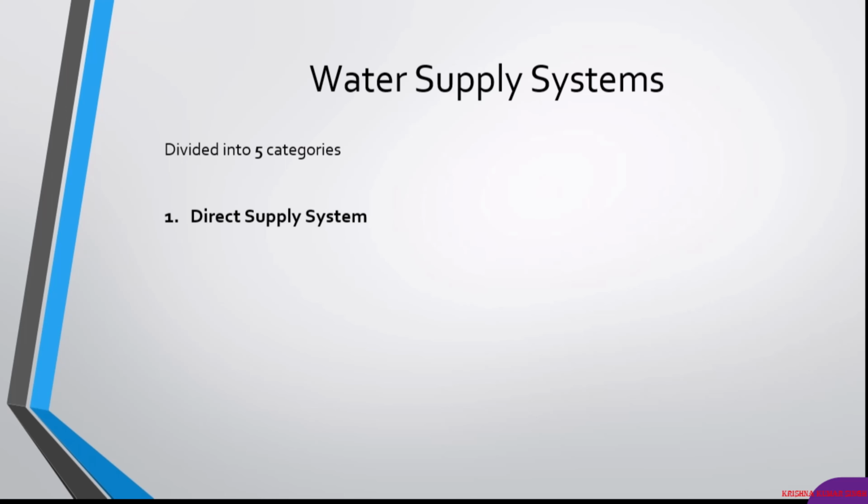So guys, let's discuss the water supply systems. We divide the supply system into five categories. Number one, we have the direct supply system. Secondly, we have the direct pump system. And the third one is the hydro-pneumatic system.